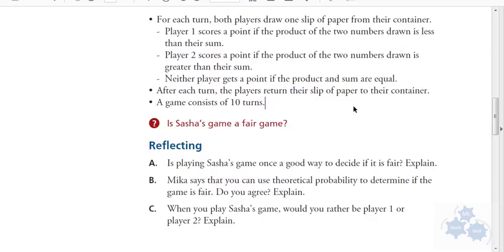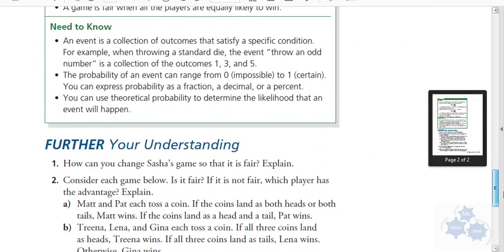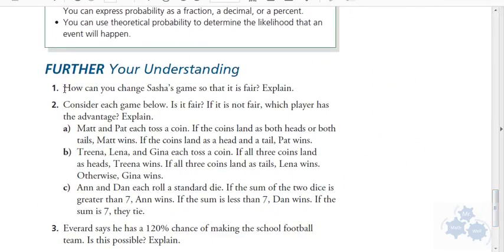I guess I don't see the question here. Where is it? It's somewhere. Oh yeah, it's the first question on the assignment. So it says, how would you make Sasha's game fair? Did anyone have any idea? I know you probably haven't thought about this. It wasn't a question I asked you to think about during the activity, but do any of you have any ideas of how we could make this game fair? How we could change it to make it fair?